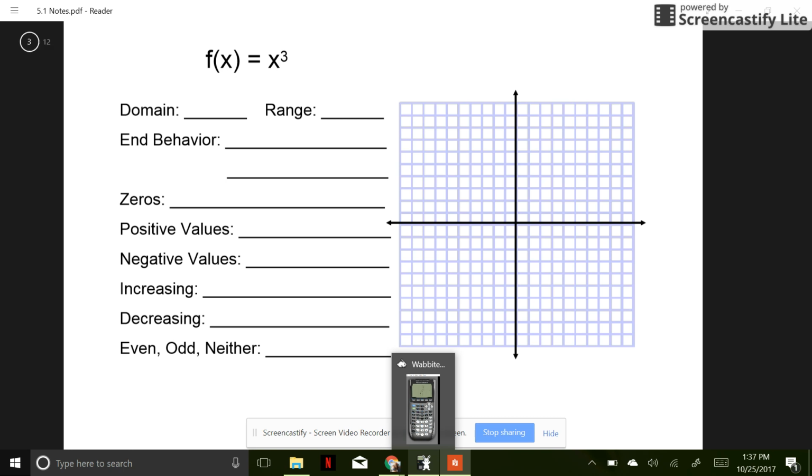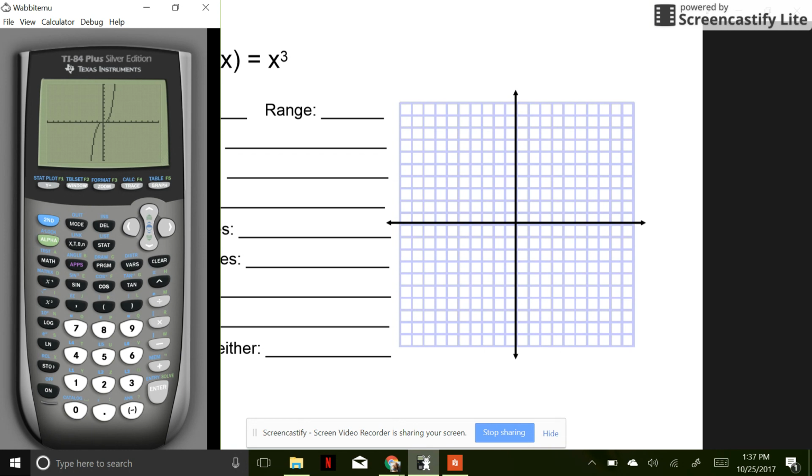So today we're looking at section 5.1, finding out how to graph cubic functions. We're just going to start by messing around with the graphs and see what happens. The first one we're going to graph is the function x cubed. I've already got that here on the graph.